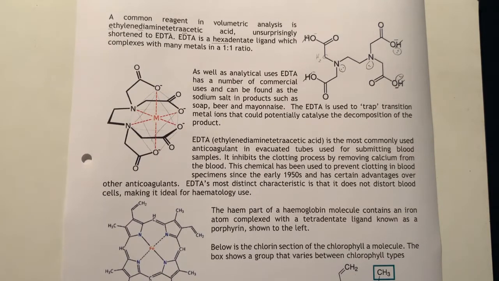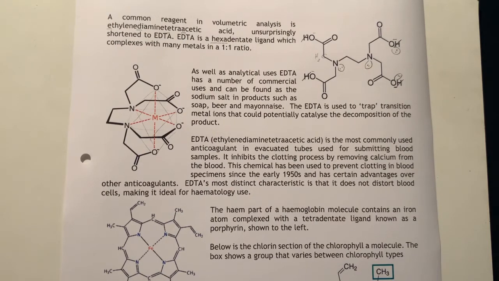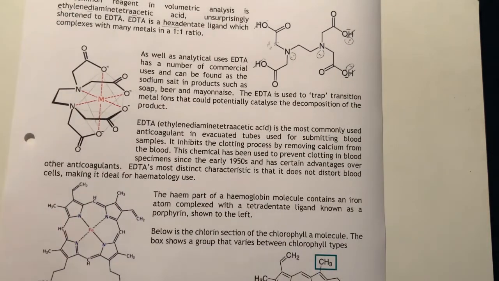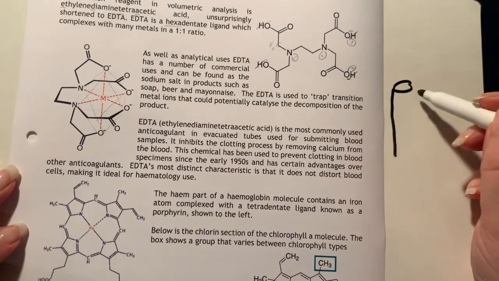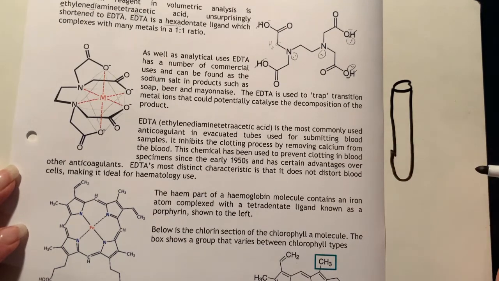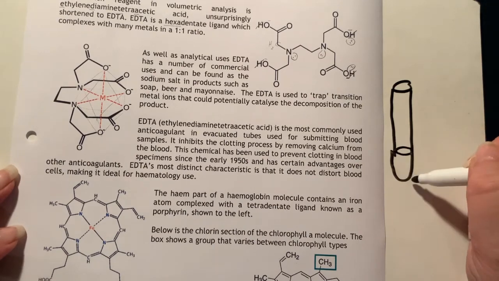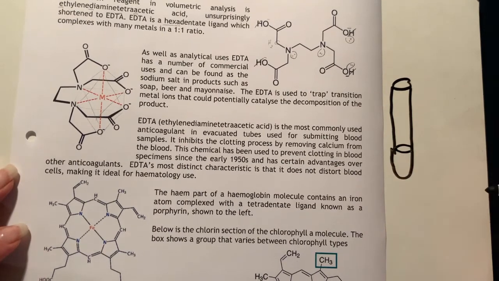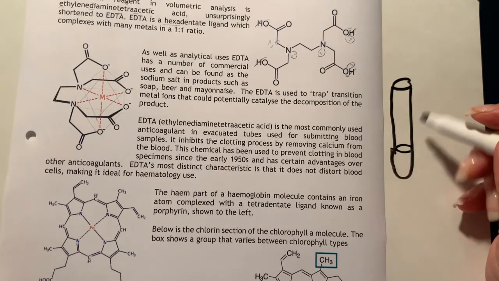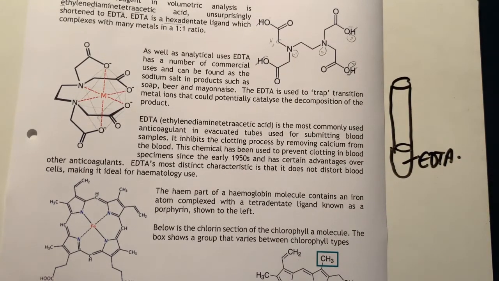EDTA is the most commonly used anticoagulant in evacuated blood tubes used for submitting blood samples. So if you've ever given a blood sample and you have that little tube, a kind of test tube type thing that your blood gets put into, then you may well notice there's already a liquid in the bottom of that before your blood gets added, and then the nurse will shake like mad to ensure that that's mixed through, and that solution in here contains some EDTA.